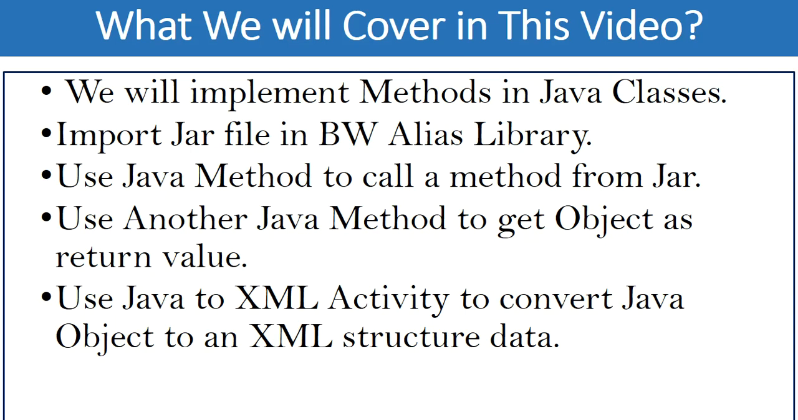Specifically, we will be using the Java Method activity to call a method from the jar file. And I will use another activity, the Java to XML activity from the Java palette, to convert from the Java object to XML. I will show you how we can utilize the power of BW, specifically the Java palette, where we can extend the functionality of the available BW palettes by utilizing custom Java code. So without further ado, let's move into the implementation part.